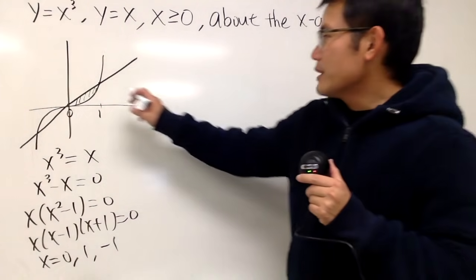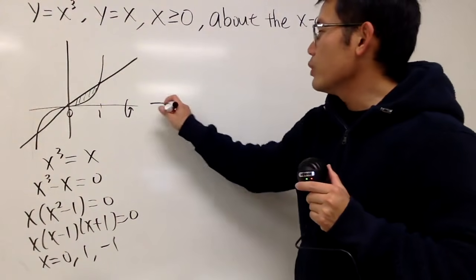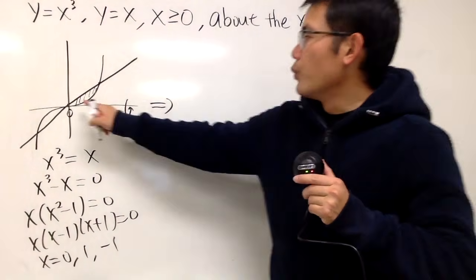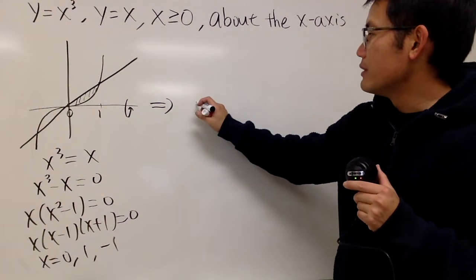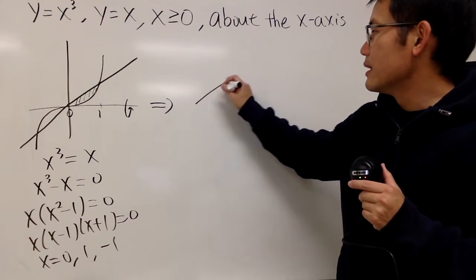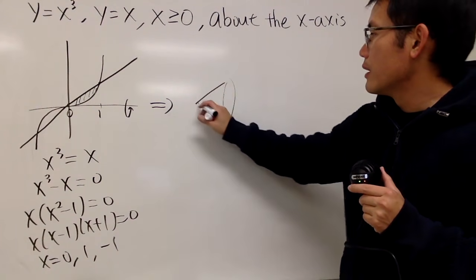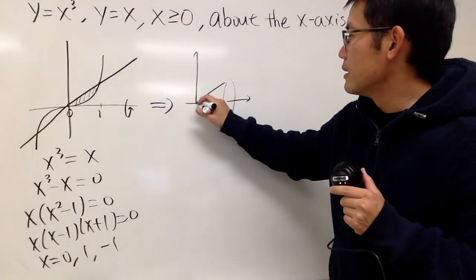Anyway, we are going to take this region and rotate it about the x-axis. So this is what we are going to get. We will have a cone on its side. So imagine that we have this right here, okay? I will just do this one in black. We have this right here, and this is the one on the top.